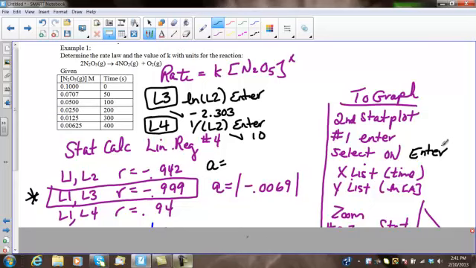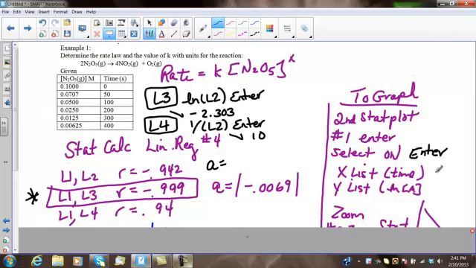And then you'll be able to scroll down to X list and Y list. Your X list is always your time. Your Y list is always your ln of A. So if you recall, L1 is always time, so when you get to the X list, you're going to enter L1. Your Y list is your concentration, in this case the ln of A, so you're going to enter L3.